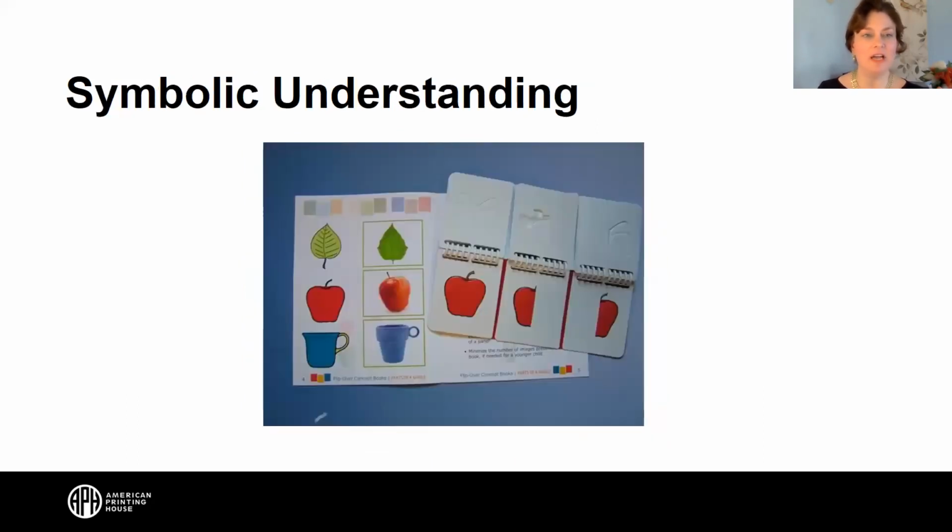Okay, there you go. Symbolic understanding is what it sounds like. It's understanding that something, a drawing or an image, is representative of something real in the world. So this is another flip over book where they essentially match the left and right halves of a whole object.